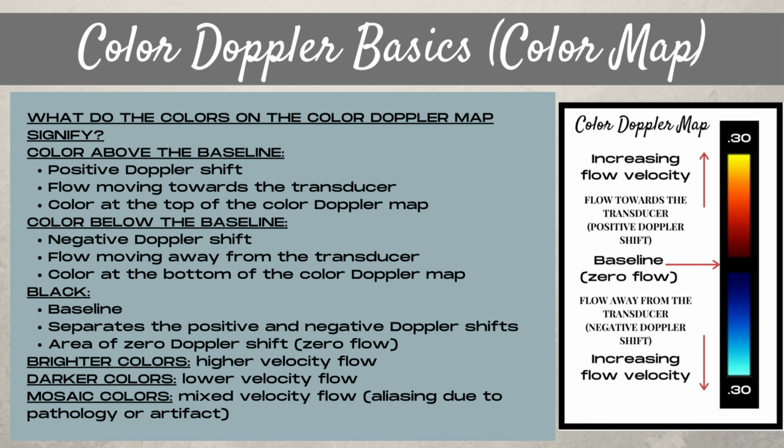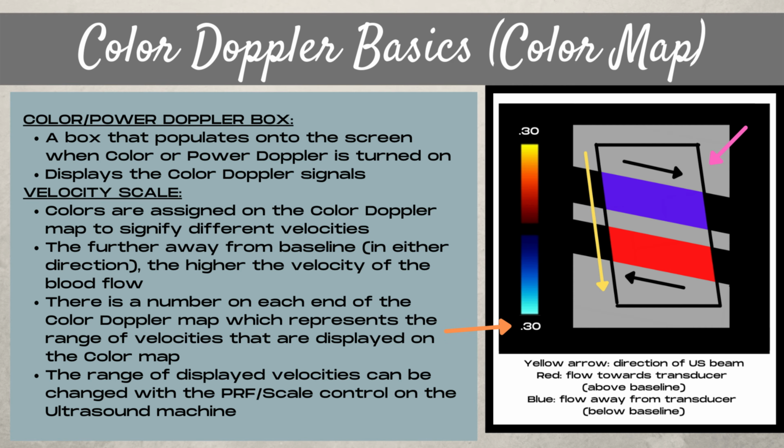On a color Doppler map, brighter colors represent higher velocity flow, and darker colors represent lower velocity flow. And then mosaic colors represent mixed velocity flow. And this is aliasing due to either pathology, vessel dynamics, or artifact. Next, you have the Doppler box, and this is a box that populates onto the screen when either color or power Doppler is turned on. And the area inside the box displays the color Doppler signals, either positive or negative.